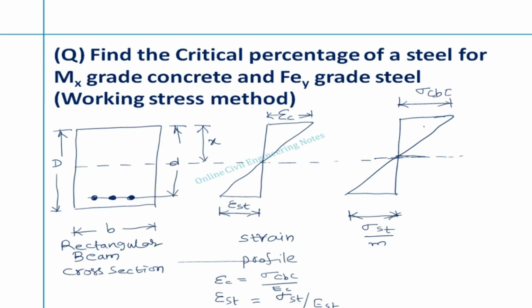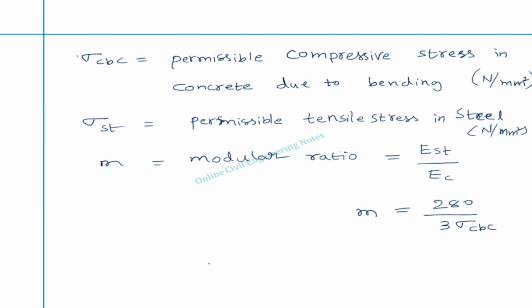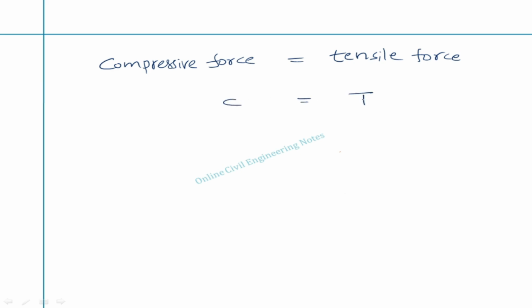The compressive force is acting at a distance of x by 3 from the top of the beam. Compressive force is C. The tensile force is acting here. It is capital T. For equilibrium condition, equate compressive force to tensile force. C is equal to T.